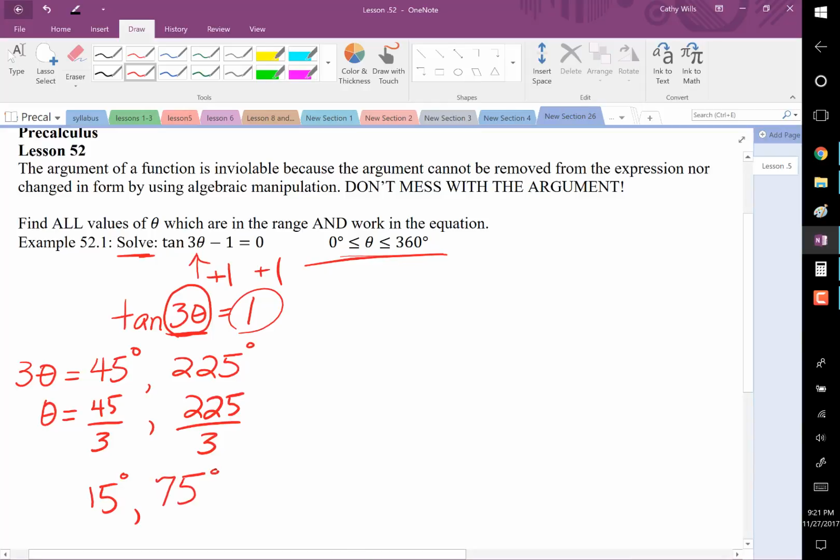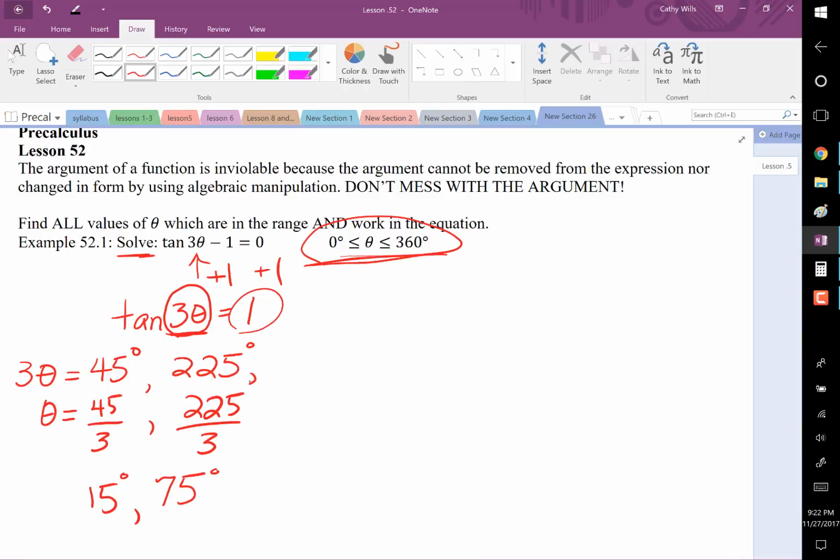Okay, so these are the 2 values I'm getting for theta, and those are much smaller. In fact, those 2 numbers are in the first quadrant. So there must be more values of theta between 0 and 360 that will work in this equation, because when you divide by 3 after you figure out what 3 theta is, you're getting these smaller numbers.